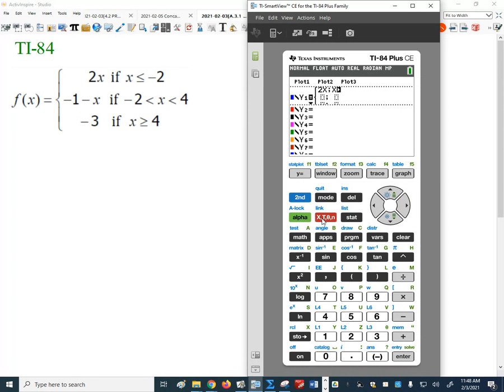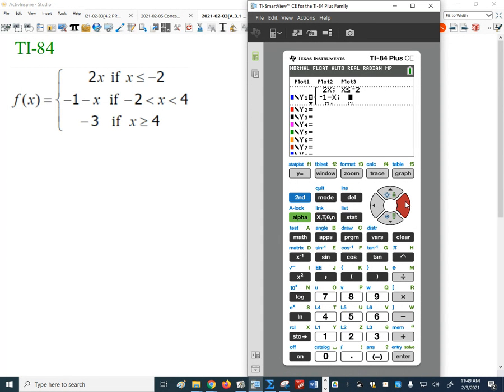So I need an x, and then I'll go second math, which gets me to the test menu. And there's all my different inequality symbols. So I'm going to use the less than or equal to, and then I just need a negative. There's the negative sign, -2. I'll scoot down to the middle function, which has the equation. I need to do a -1 minus x. That's my negative sign, and that's my subtraction key, right? So I'm going to go -1 minus x. There's the function.